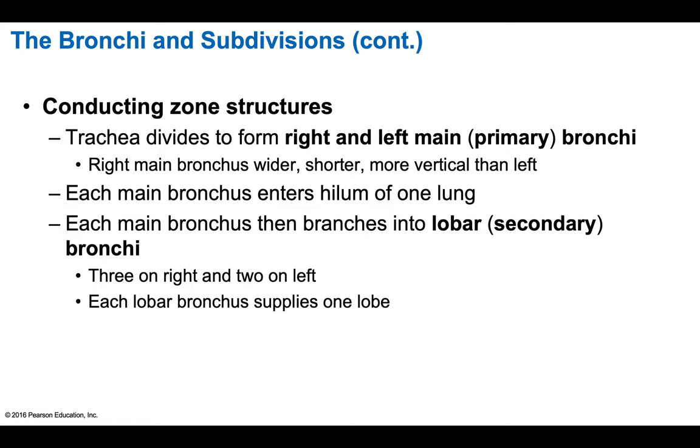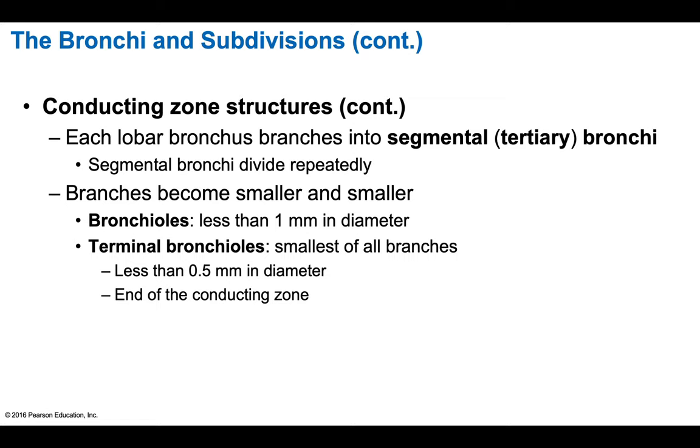We have 3 on the right and 2 on the left that each supply a single lung lobe. The secondary bronchi branch into third order segmental or tertiary bronchi. Now, the tertiary divide repeatedly into smaller and smaller bronchi. So we end up getting fourth order, fifth order, etc.